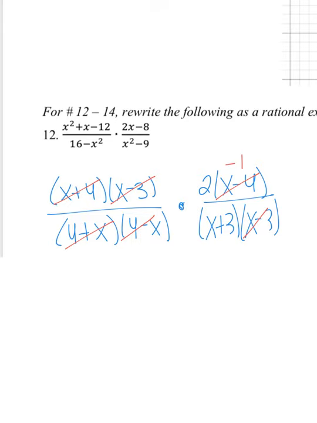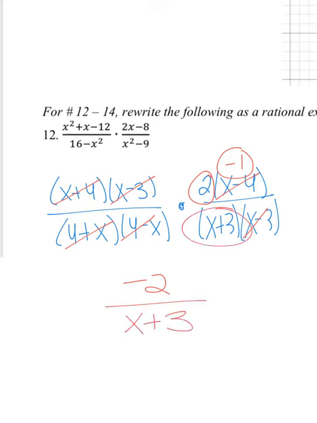So for number 12, on the top you're left with 2 and a negative 1, gives you a negative 2. Divided by, on the bottom, you only have x plus 3. So final answer is negative 2 divided by x plus 3.